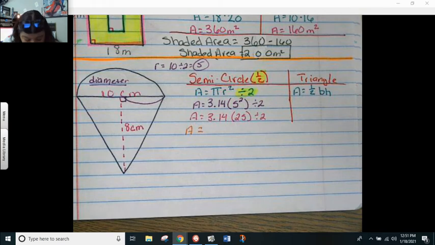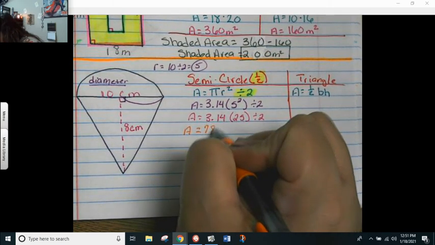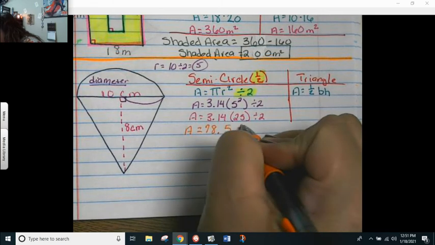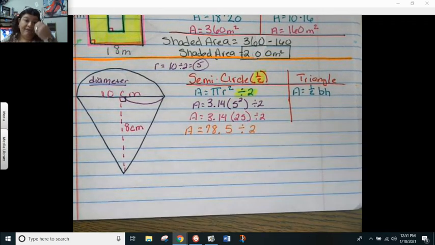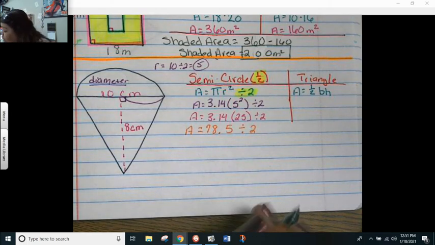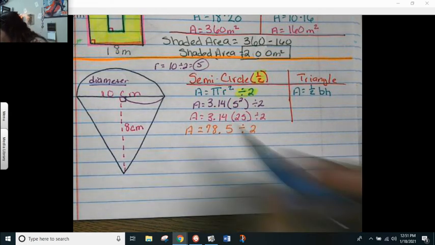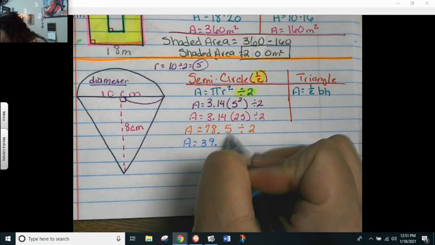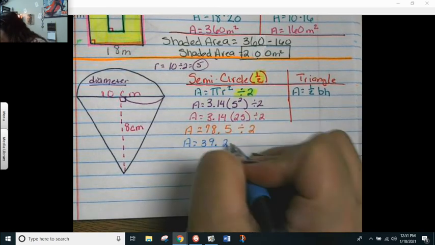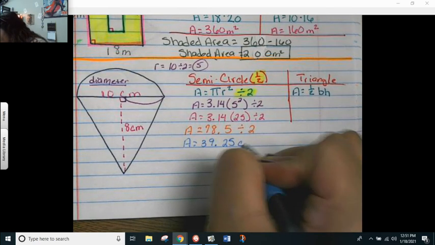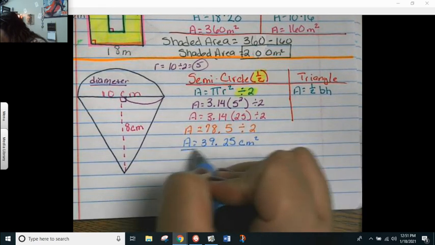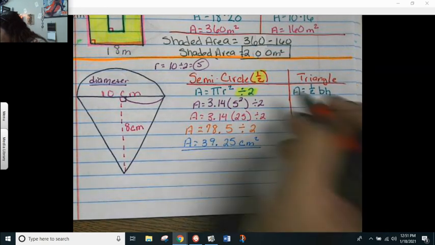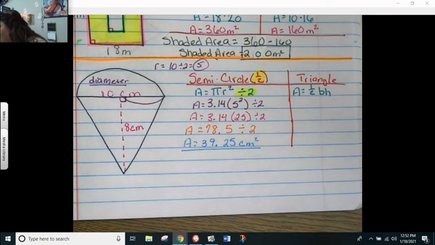Let me get my calculator here, make sure I get the numbers right. 78.5. And then divided by 2, because it is half of a circle. So I'm going to cut that in half, divided by 2, and I should get 39.25. And we are in centimeters, so centimeters squared. All right, so that is the semicircle.